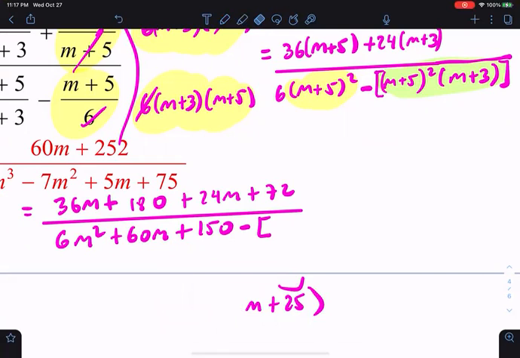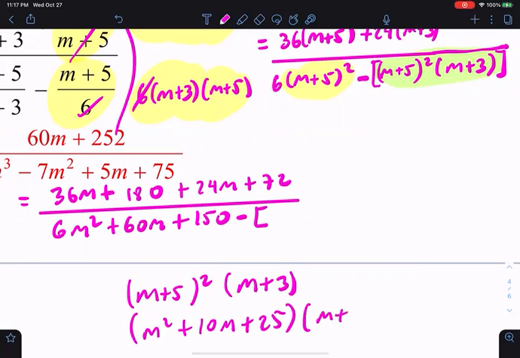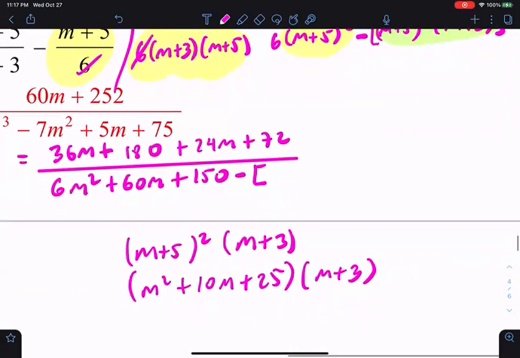So if we do that, we need to FOIL the m plus 5 to the second power, and then multiply that by m plus 3. So that's going to be m squared plus 10m plus 25. And now we need to distribute this m plus 3. So that's going to be m cubed, right? Plus 3m squared. I'm sorry, let's do it step by step. So this times this, right? That's m cubed.